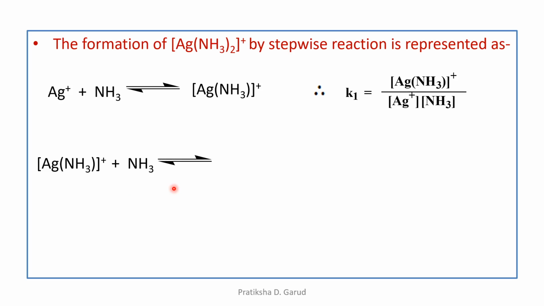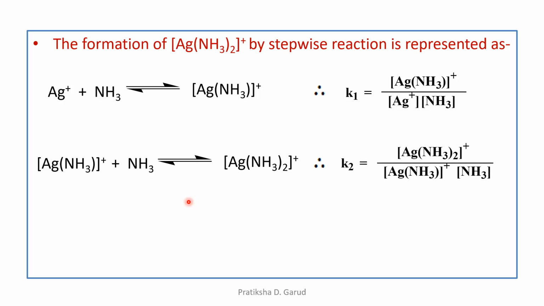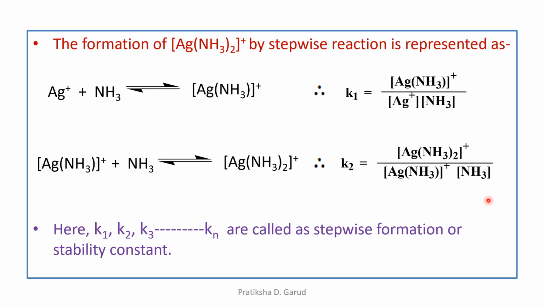So the product becomes AgNH3 twice plus, and hence we are having the constant, that is K2. K2 is equal to concentration of product, that is AgNH3 twice plus divided by concentration of reactant AgNH3 plus into NH3, right? So here in this way we are having the n number of products.